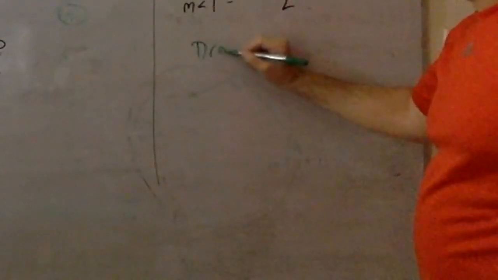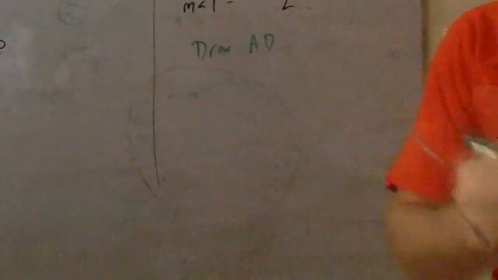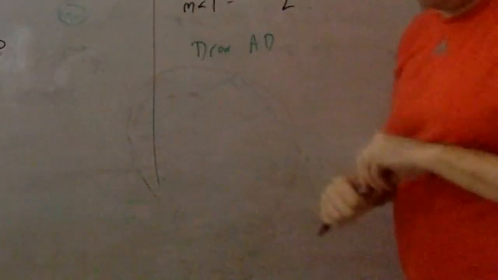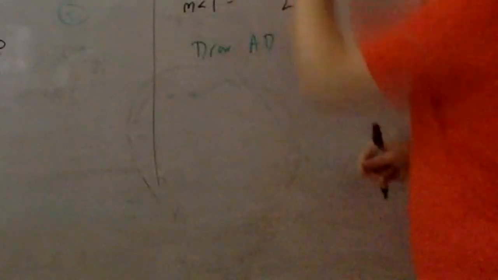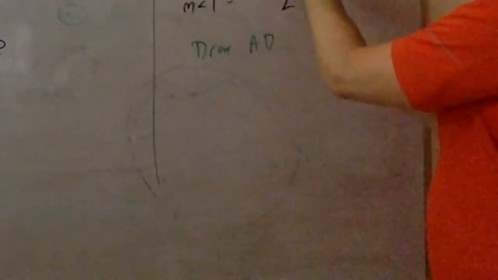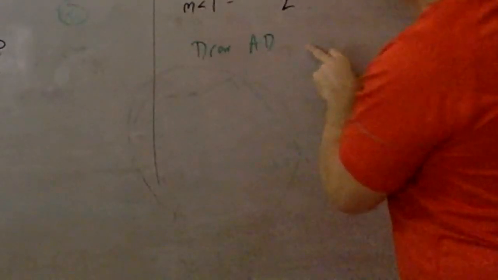Draw in that line there. Draw AD. Okay. So you're like, wow, what big deal? Well, if you think about it, when we just drew AD, we created two inscribed angles. So this is CD over 2. And this angle here is an inscribed angle. This is AB over 2.